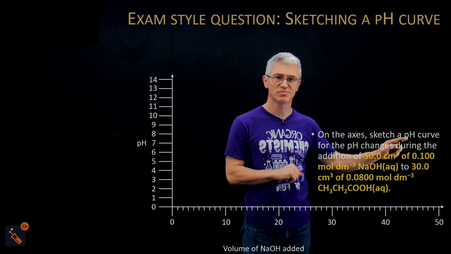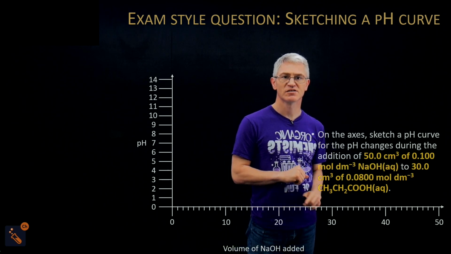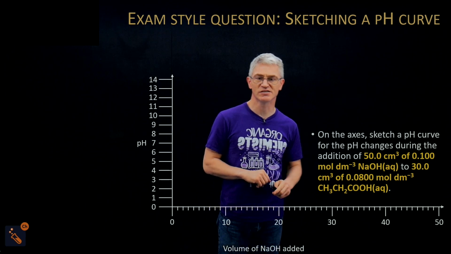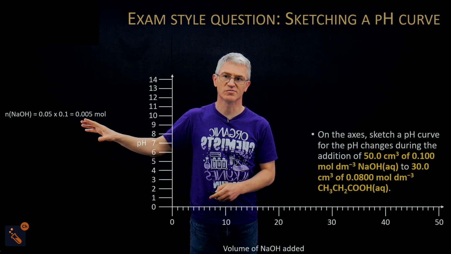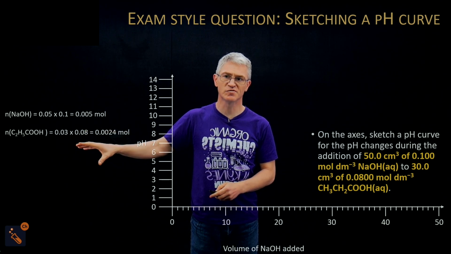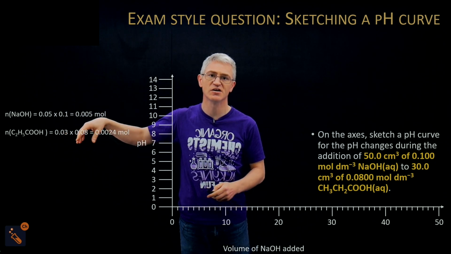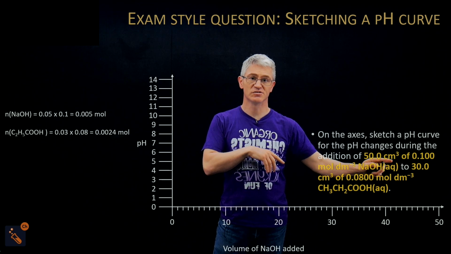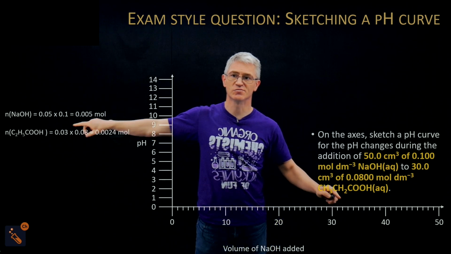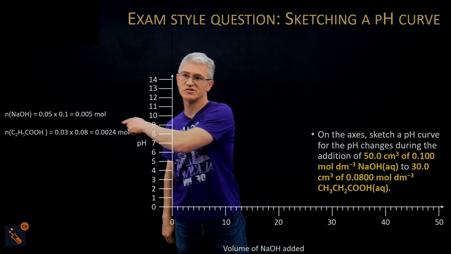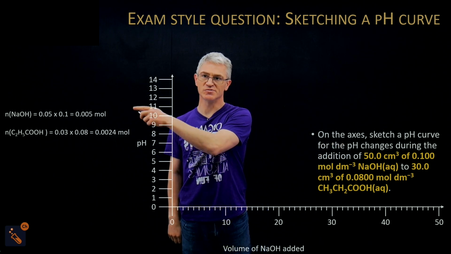So on the axis, sketch a pH curve for the pH changes during the addition of 50 centimetres cubed of 0.1 and 30 centimetres cubed of 0.8 of the acid. So there's our number of moles of the sodium hydroxide. And there's our number of moles. And all this is volume times concentration. So we've converted our volumes into decimeters. So 50 is 0.5. Okay, and then 30 is 0.03. And then we've timesed them by the concentrations. You can see here the concentrations taken straight from here. We've got our number of moles.